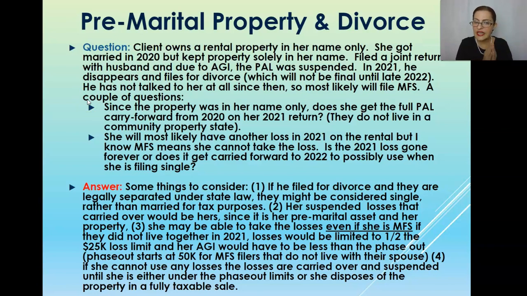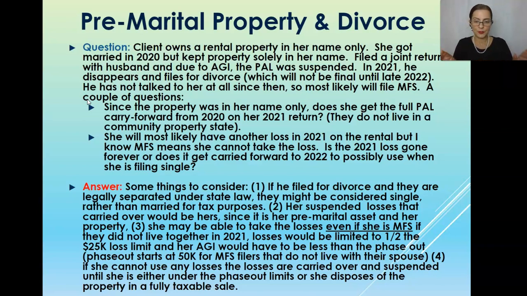If he filed for divorce and they are legally separated under state law, they might be considered single rather than married for tax purposes. Number two, her suspended losses that carried forward would be hers. And since it is a premarital asset, it is her property and the losses are also hers. The property is also hers, and any losses that were suspended are going to carry over onto her tax return. She may be able to take the losses even if she is MFS if they did not live together in 2021. The losses would be limited to half of the $25K loss limit, and her AGI would have to be less than the phase-out range of $50,000 for MFS filers.